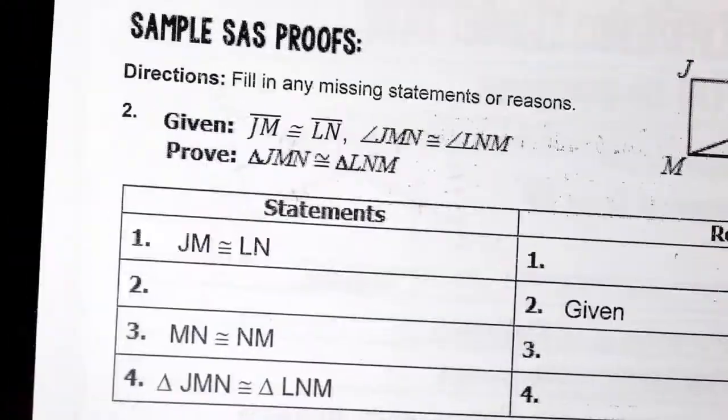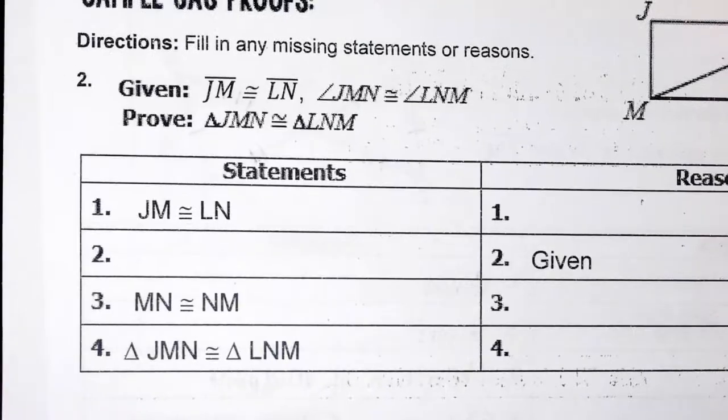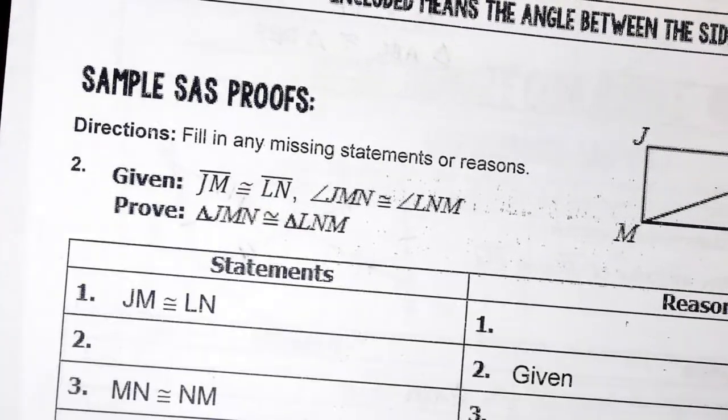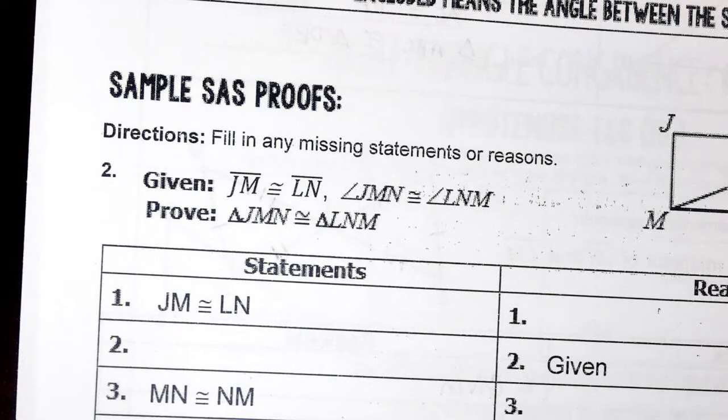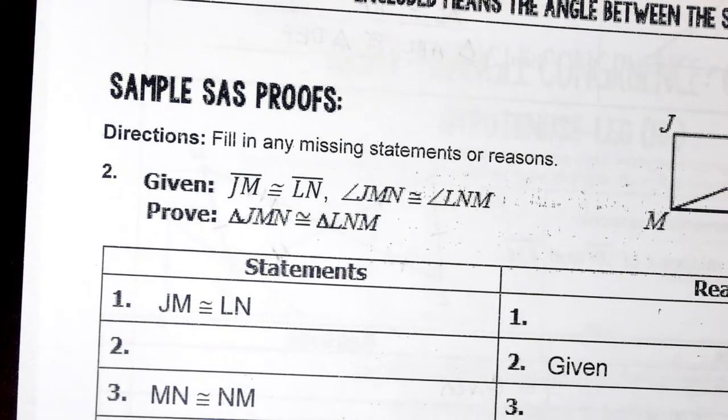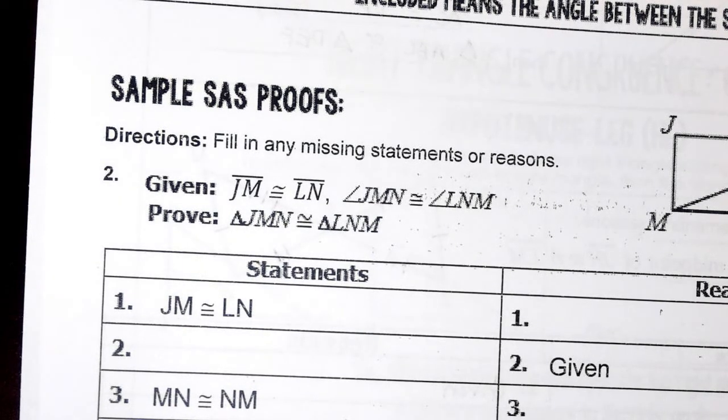So I'm going to explain that to you. Alright, so number 2 is SAS sample proof. Fill in the missing statement or reasons on this one. So now we have a statement missing, and then some reasons missing. The proof starts out, it says given JM is congruent to LN. Then they say angle JMN is congruent to angle LNM. They want us to prove that triangle JMN is congruent to triangle LNM.